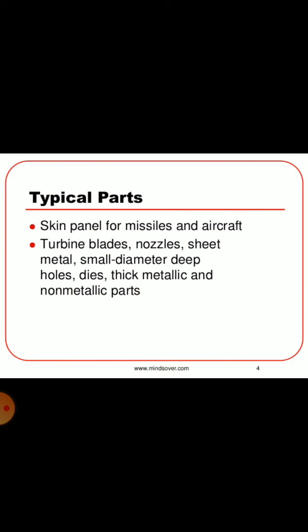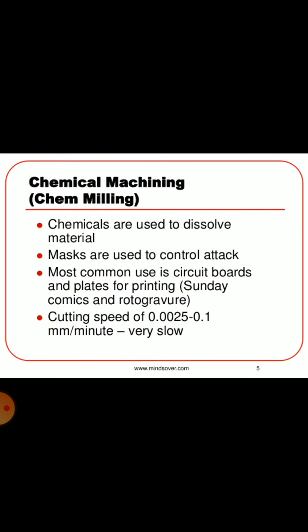Typical parts that can be made by unconventional machining are the skin panel for missiles and aircraft, turbine blades, nozzles, sheet, small diameter deep holes, dies, thick metallic and non-metallic parts.